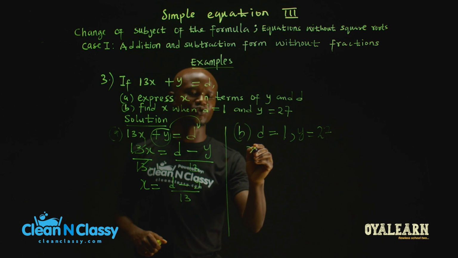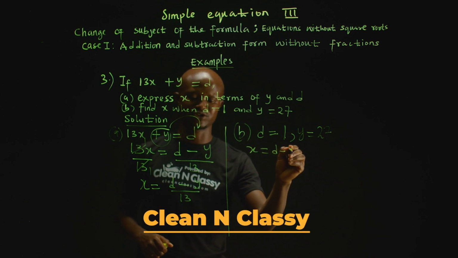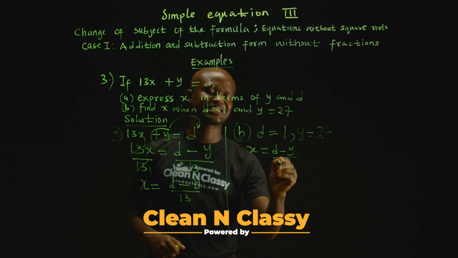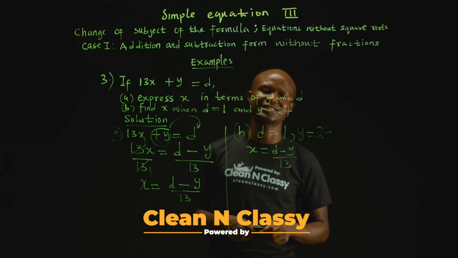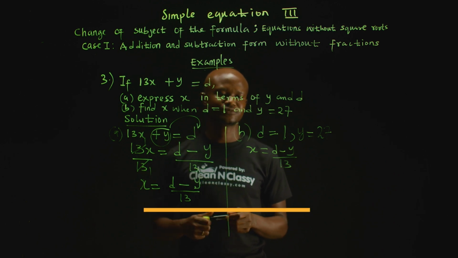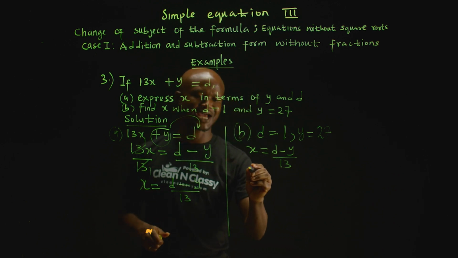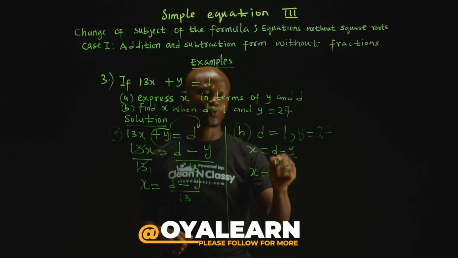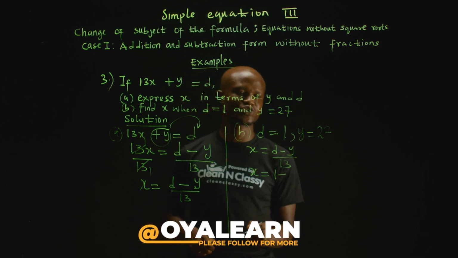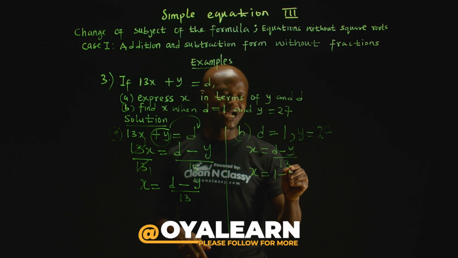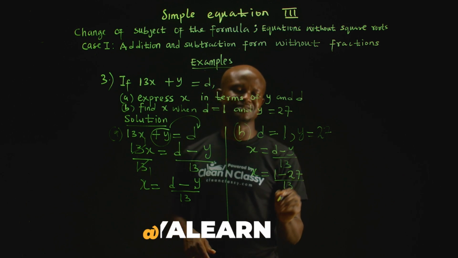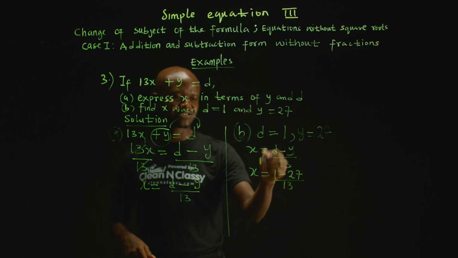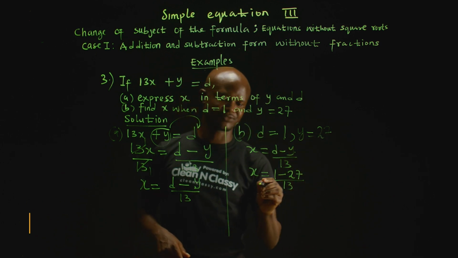So from here, x equals d minus y divided by 13. So what do we need to do? Anywhere we see d, we are going to put in the value of d to be 1. So x will be equal to 1 minus, what is our y? y is 27. So divided by 13. So d is 1 and y equals 27.